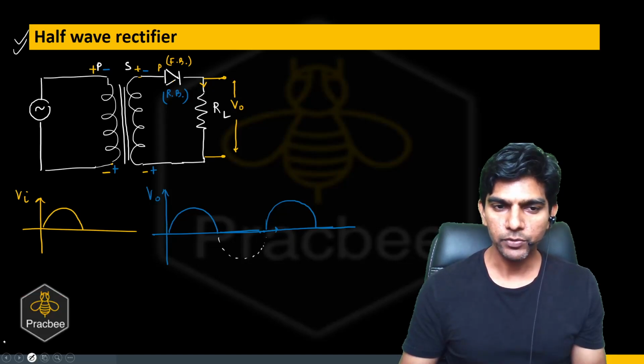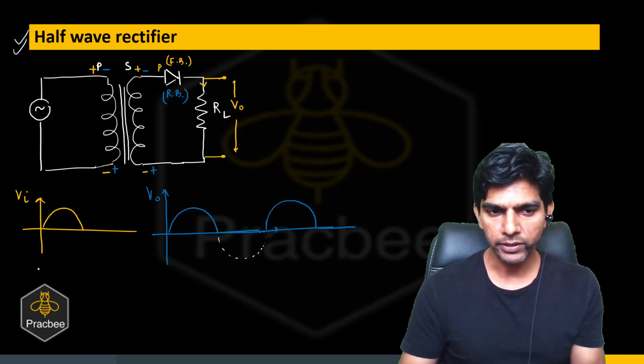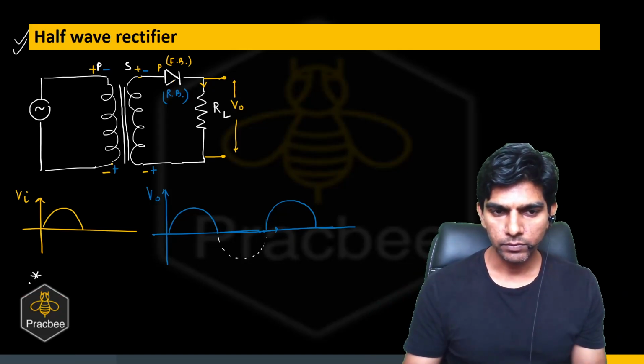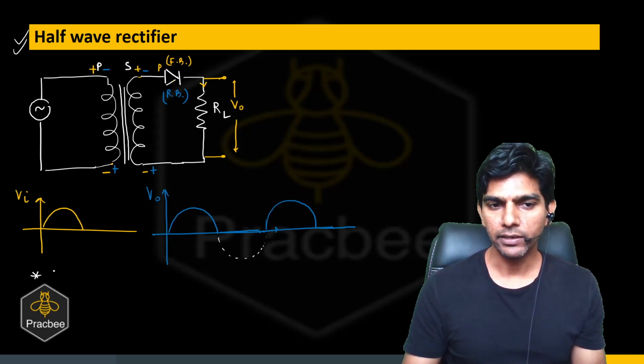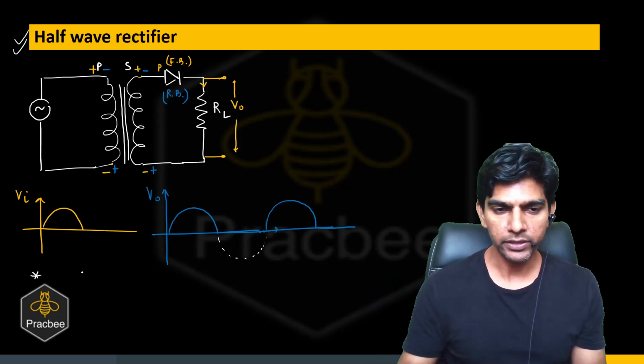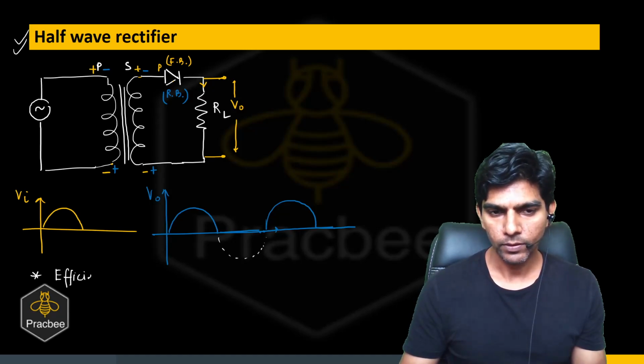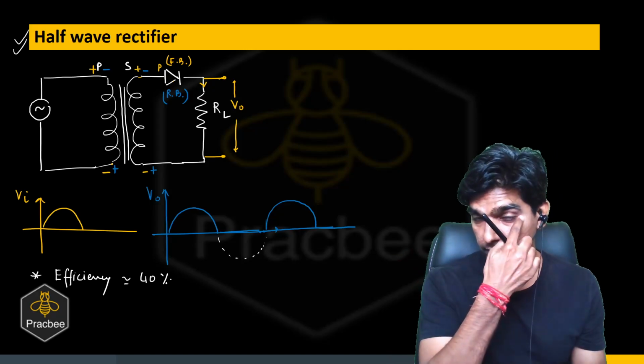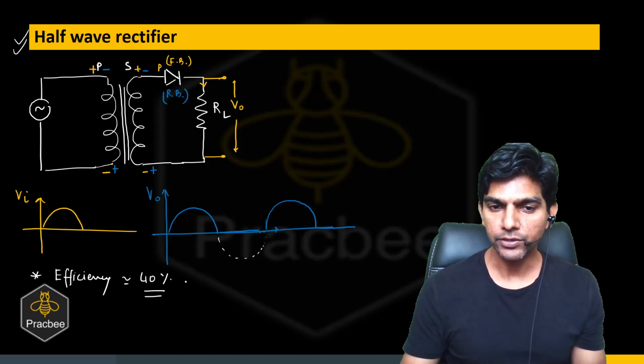And you should also remember one important point about the half wave rectifier, and the derivation of that is not that important. You should remember that the efficiency of a half wave rectifier is close to 40%, right? Considering the losses and all those things. So it is close to 40%, that you have to remember.